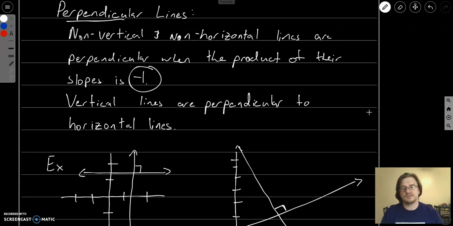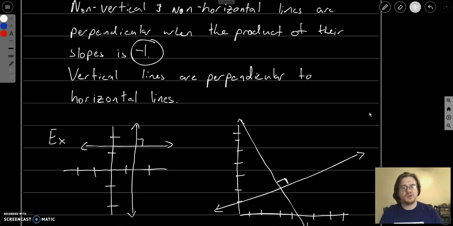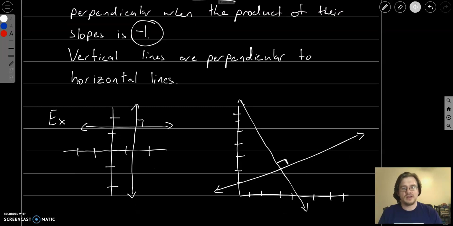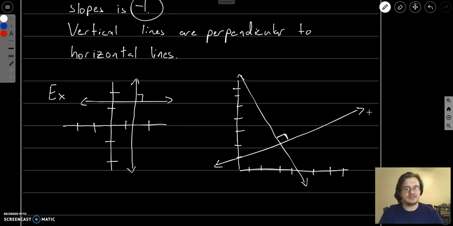Now this only works if your line has a slope. So when you have a vertical line, the slope is undefined, so we can't really take its product. But we can see that a vertical line is going to be perpendicular to any horizontal line. So when we're looking at lines that aren't straight up and down or straight left and right, the product of their slopes is going to be -1. And I'll briefly go through why this is.